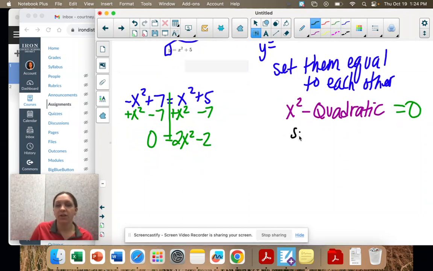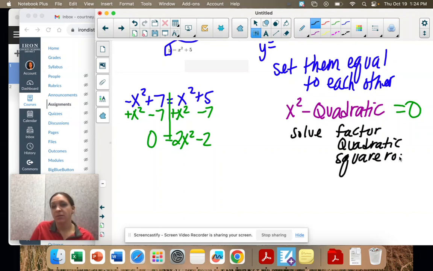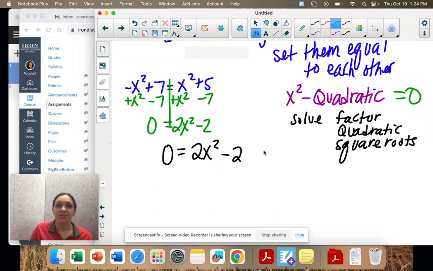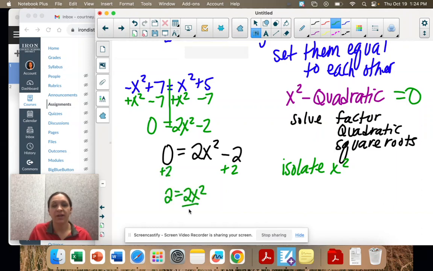All right, so now we're going to solve. So this one, I would say factor or use quadratic, but we can actually solve by square roots because we don't have that middle term. There's no x right here. It just jumps from x squared to negative 2. So I'm going to do what we did in the first module and isolate the x squared. So I'm going to add 2 to both sides. Divide by 2.